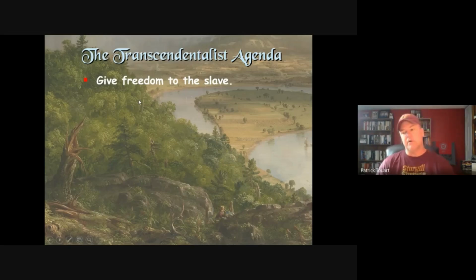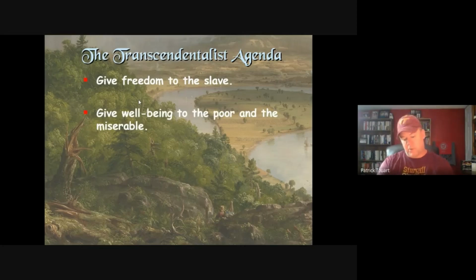So anything that involved the spread of slavery or the solidification of slavery, these writers were against. They cared for the poor. They believed that all humans were in essence equal, and thus that they should be equally treated.